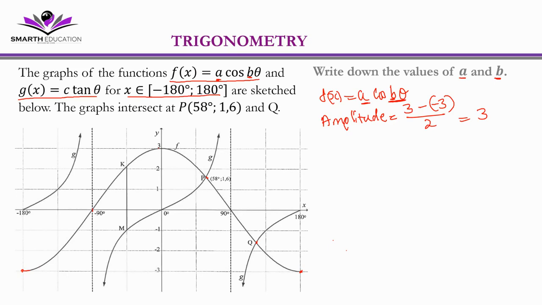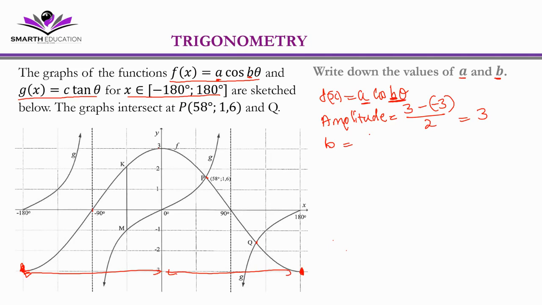Right, let's find B. So the period of this graph, what is it? It starts here, and then it's going to restart again at this point. A complete circle is how many degrees? A complete circle is 360 degrees, because from here to there is 180 degrees, and then from there up to there is 180 degrees. So the function completes the circle after 360 degrees.